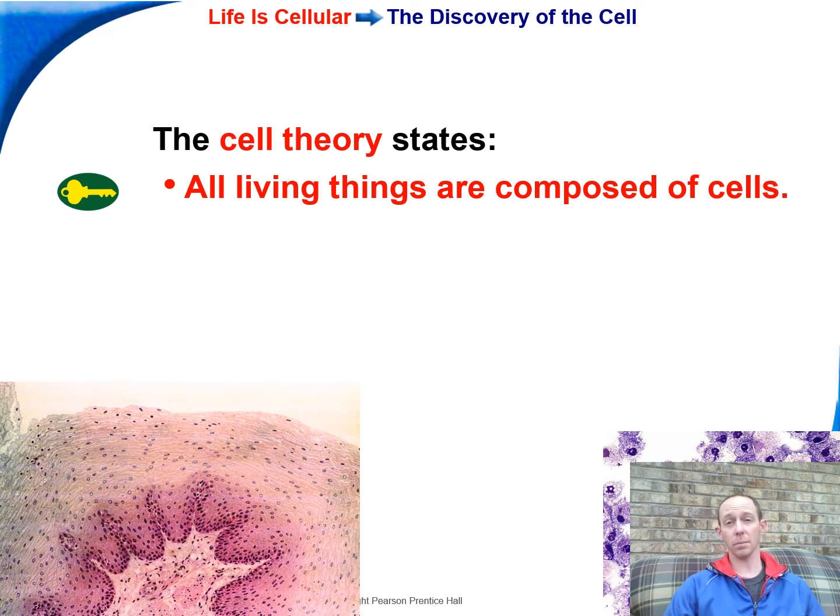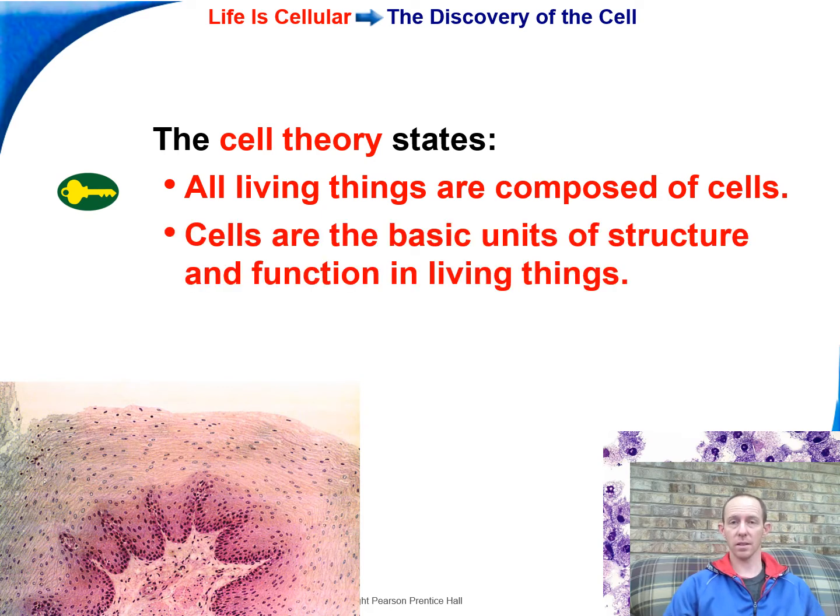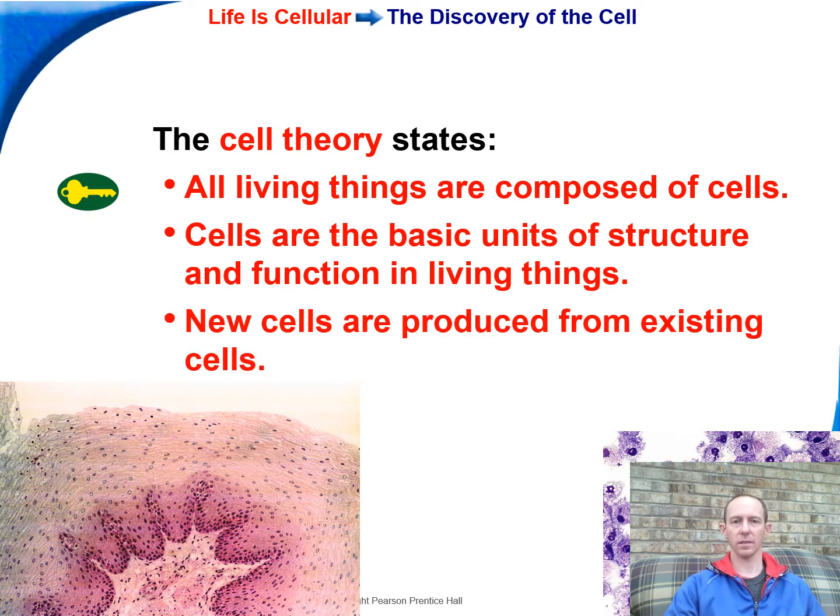All living things are composed of cells, is what he meant to say. Also, cells are the basic unit of structure and function. Also, how do you get more cells? From existing cells. You can't make cells out of nothing. So cells come from pre-existing cells. And those are our 3 aspects of cell theory.